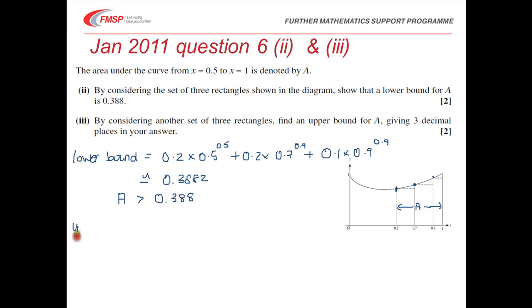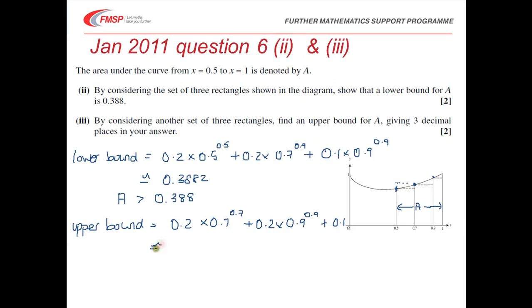If we do a similar sort of thing for the upper bound, but when we're doing the upper bound, of course, we're going to take the right-hand side of each rectangle. So the upper bound is going to be 0.2. So we're going to take this point here. So we're going to have the rectangle which is slightly above. So it's going to be 0.2 times 0.7 to the power of 0.7 plus 0.2 times 0.9 to the power of 0.9, and the last bit will be plus 0.1 times 1 to the power of 1, which is just 1. So I'll not write that in.